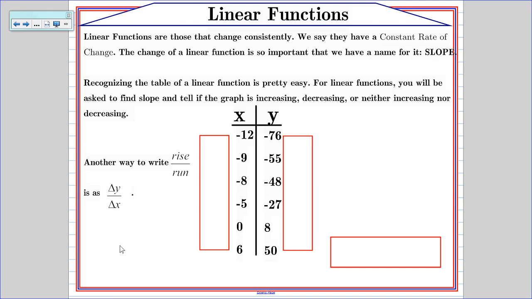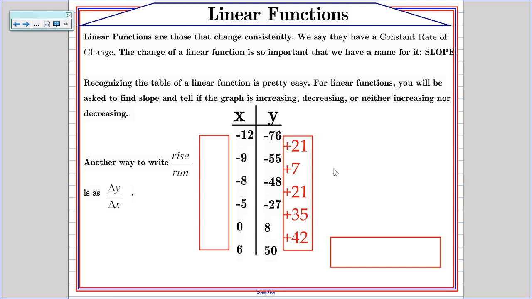Recognizing the table of a linear function is pretty easy. For linear functions, you'll be asked to find the slope and tell if the graph is increasing, decreasing, or neither increasing nor decreasing. We use two general formulas. We use rise over run for slope, or perhaps change in y over change in x. Your approach for all these tables is going to be the same. You're going to start by finding the first difference, also known as the change in y.